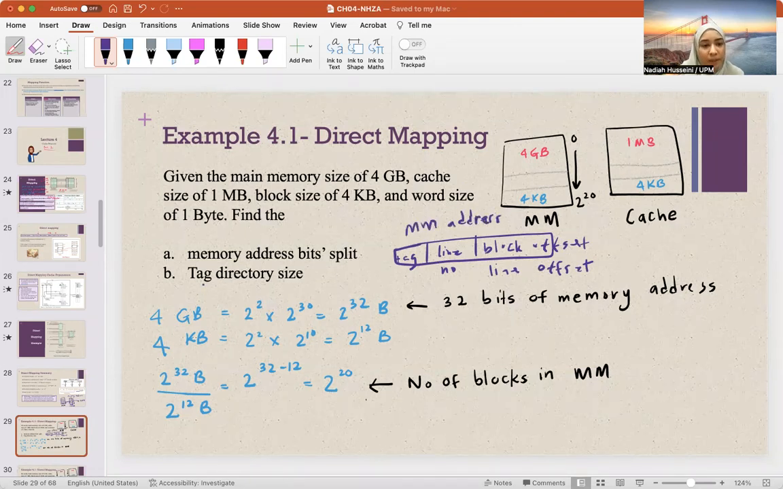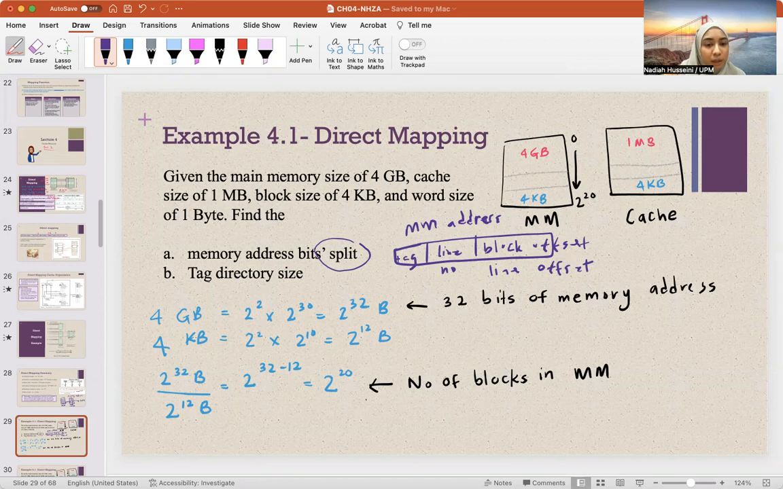Okay, so back to this question. Now it's asking us, find the memory address bits split. When they ask you something like this, the split, it means that you first need to know the total size of the memory address in bits, how many bits are assigned as the memory address. And then from the total number of bits, how many bits are assigned as the tag, how many bits are assigned as the line number, and how many bits are assigned as the block offset or line offset. So that is what it means when they ask you memory address bit split.